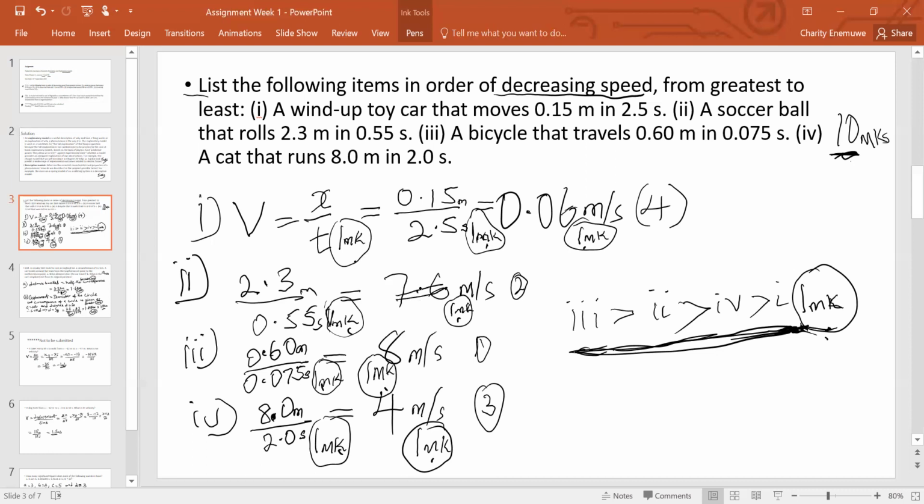So this is not right. If you divide 2.3 by 0.55, it should give us something about 4.2.